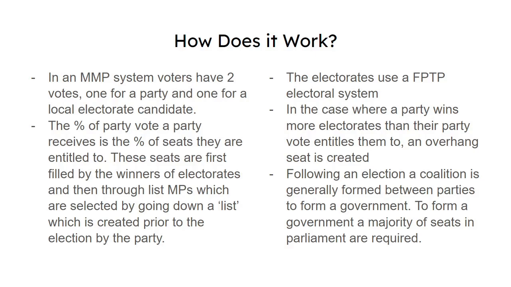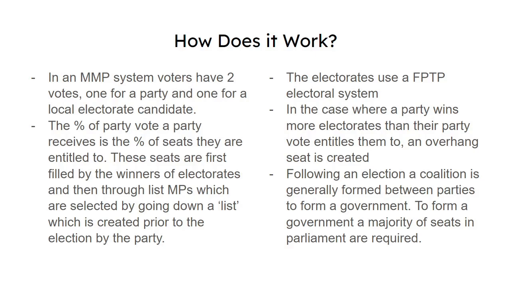In MMP, electorates are basically the equivalent of a constituency or a house district, and are first past the post, whereby the candidate who receives the most votes wins. In the case where a party receives more electorates than their party vote entitles them to, an overhang seat is created, thus simply adding an extra seat to parliament.